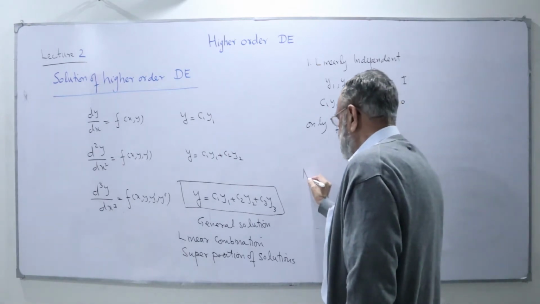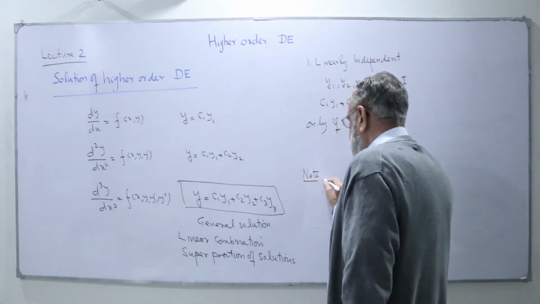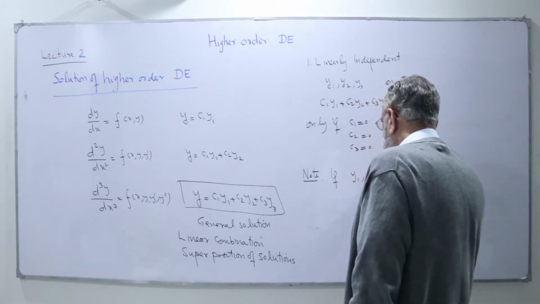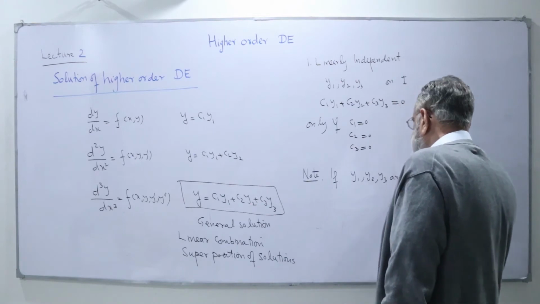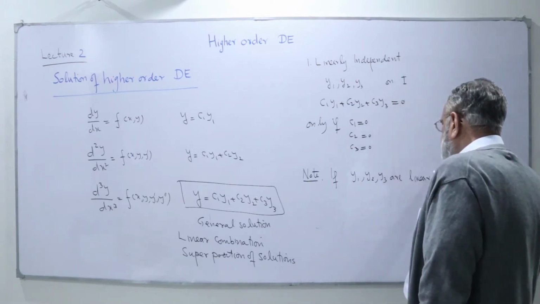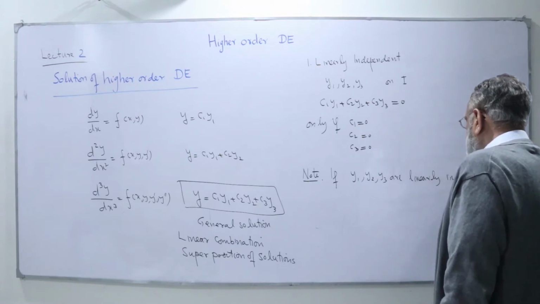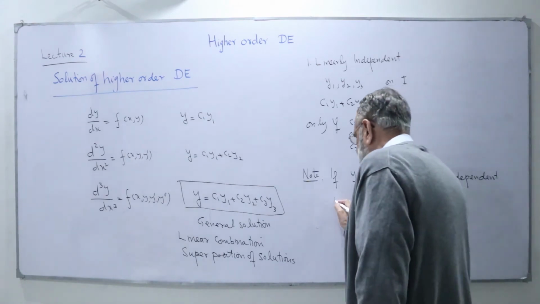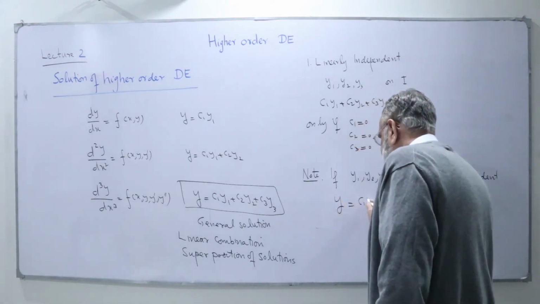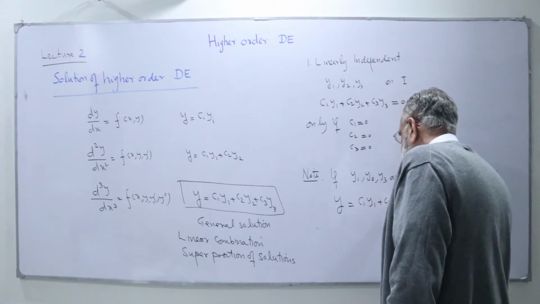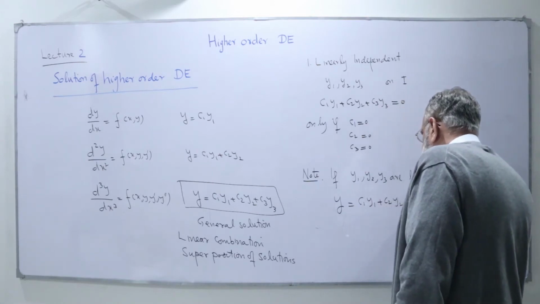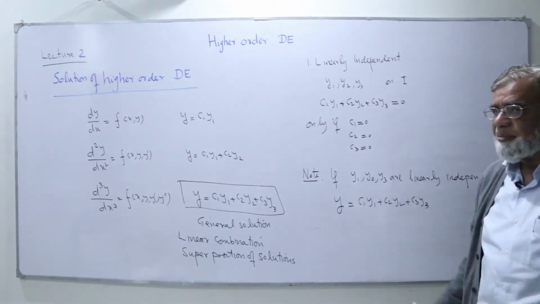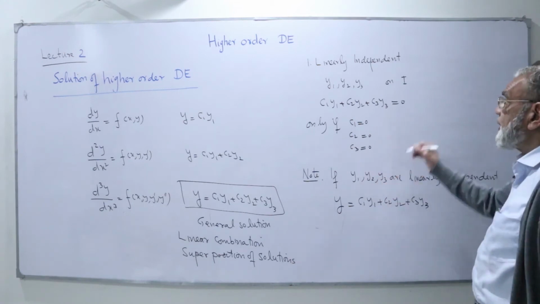And when y1, y2, y3 are linearly independent, only in that case can we write the solution as a linear combination of y1, y2, y3, that's c1 y1 plus c2 y2 plus c3 y3. Then we can find the general solution. We write the linear combination. The condition is that they must be linearly independent.